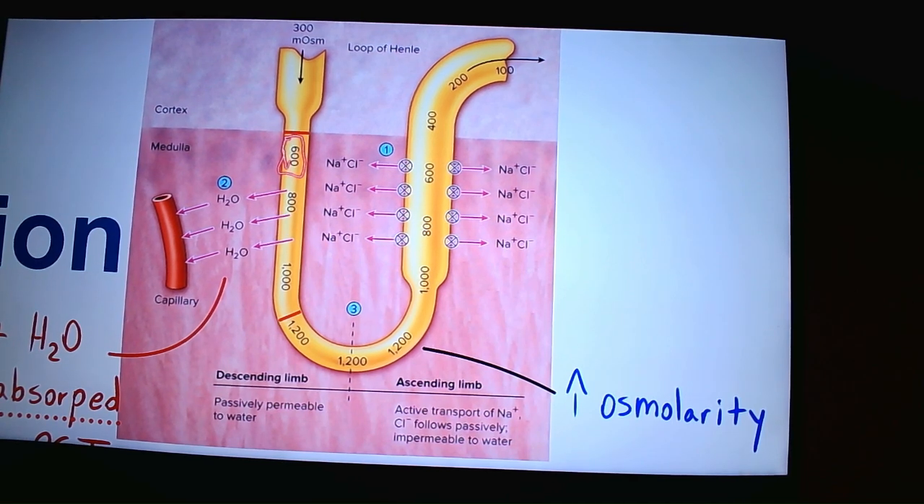our tonicity got stronger as we were working our way down. All our sodium is here. But look, the moment our sodium starts to leave, the tonicity is starting to go down. Look, the pull is getting weaker. All of this is getting weaker.